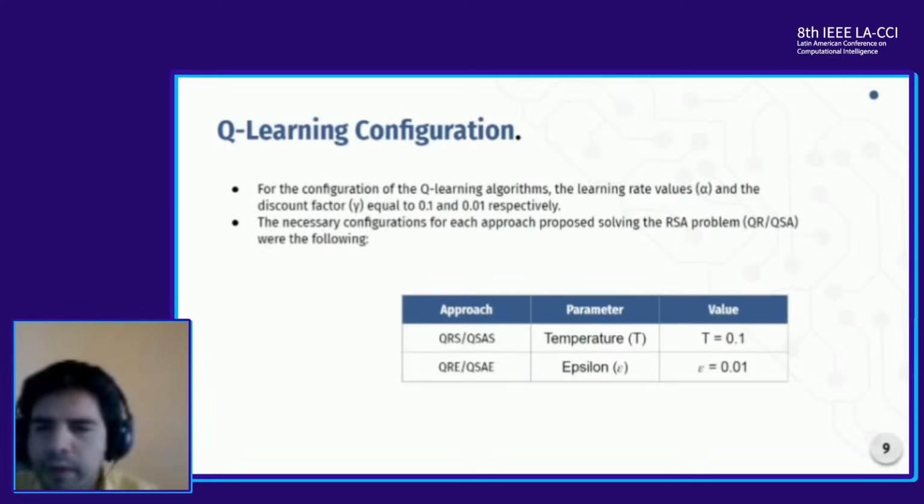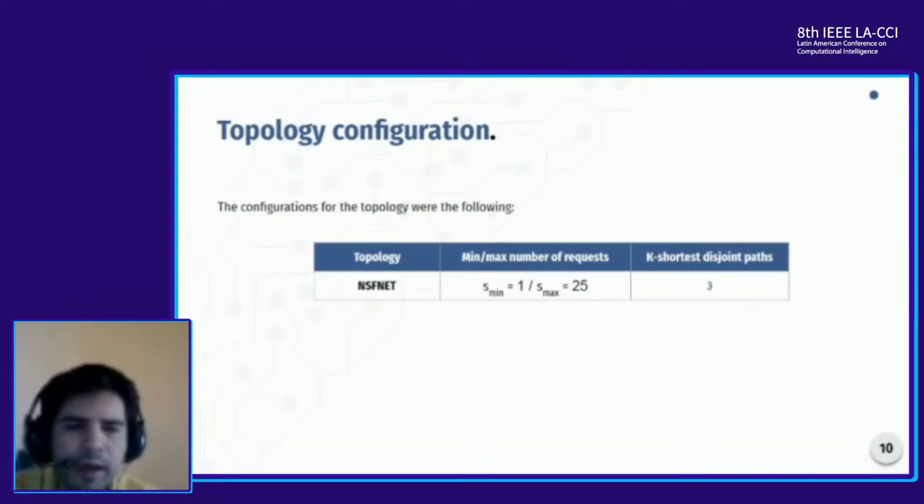For the configuration of the Q-learning algorithms, the learning rate value alpha and the discount factor gamma were equal to 0.1 and 0.01 respectively. For the NSFNet topology, k equal to 3 was confirmed. The minimum number of requests per episode Smin was set up to 1, while the maximum Smax was 25.